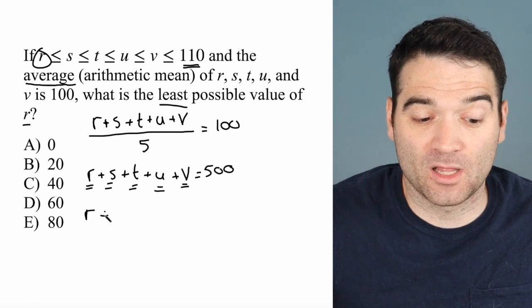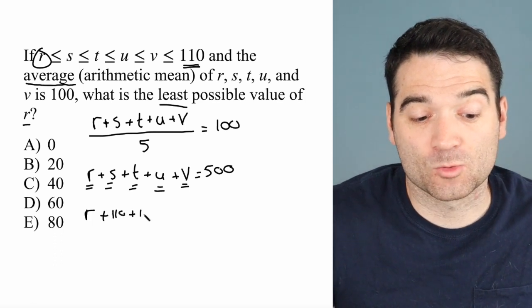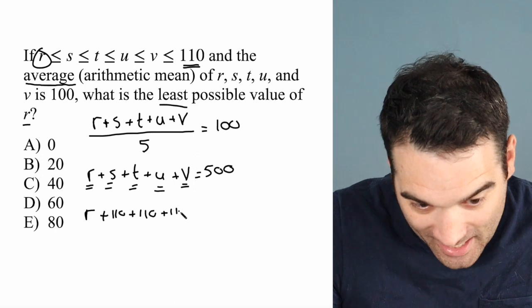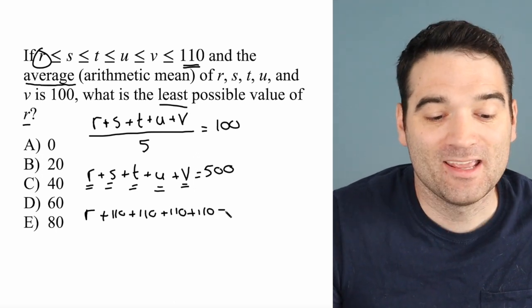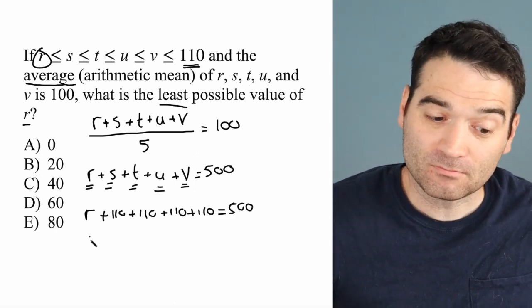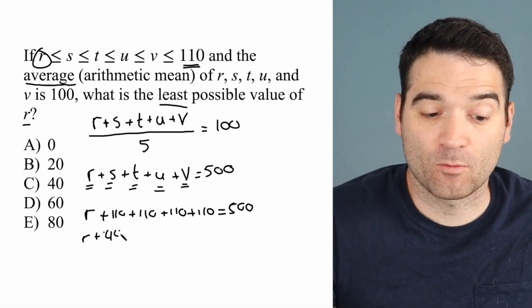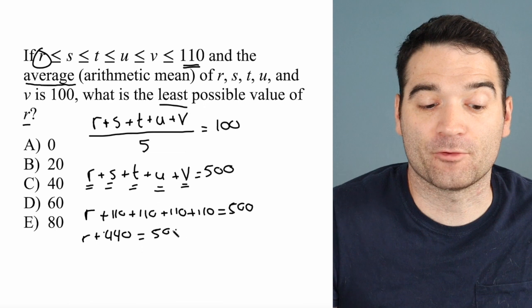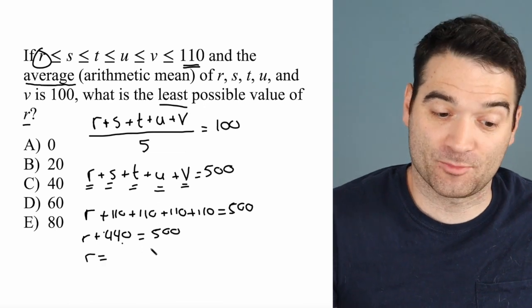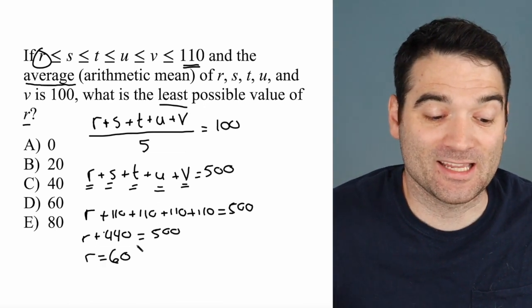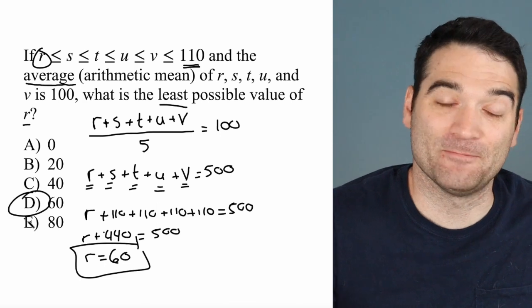So that's R plus 110 plus 110 plus 110 plus 110 is equal to 500, aka R plus 440 is equal to 500, or R, if I subtract 440 from both sides, is equal to 60.